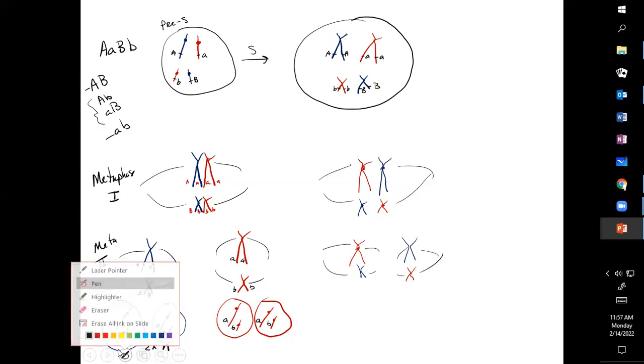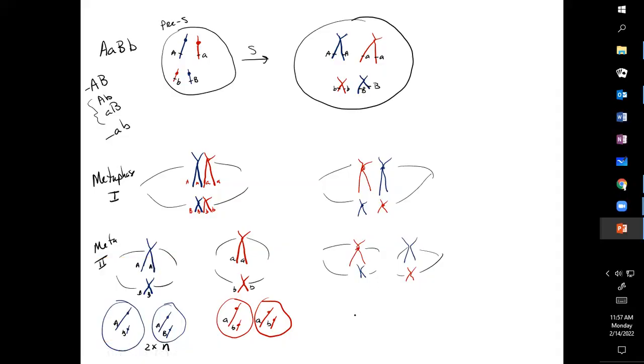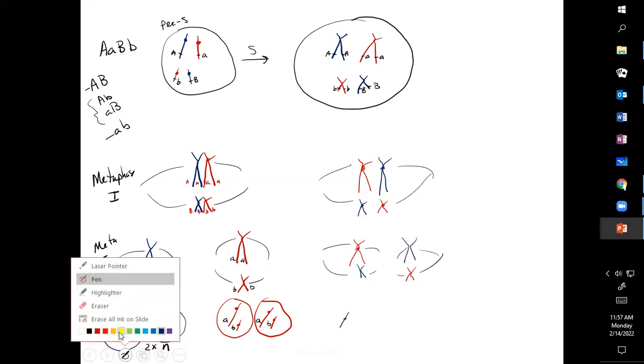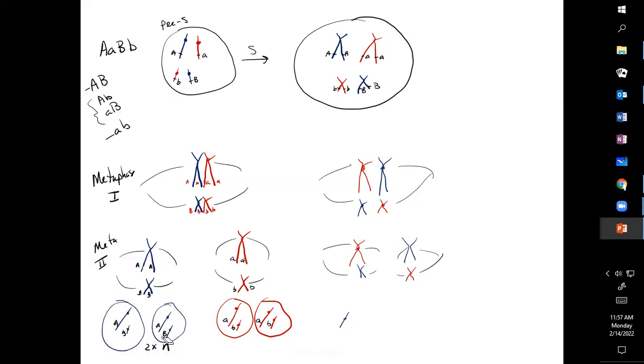And what do we end up with? We end up with 4 gametes. 2 of them contain the small, small blue chromosome. So there's 2 of your gametes like this, and the other 2 are like this.